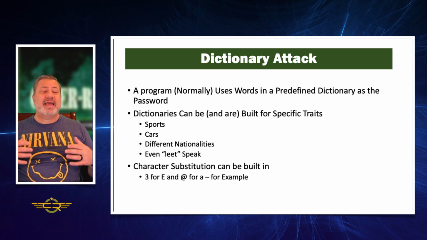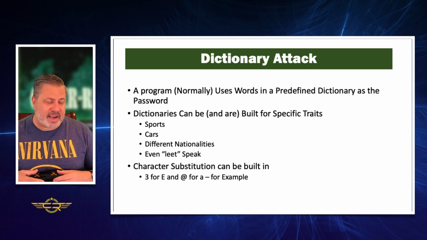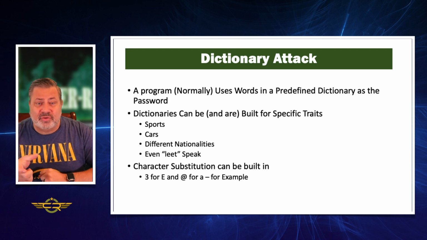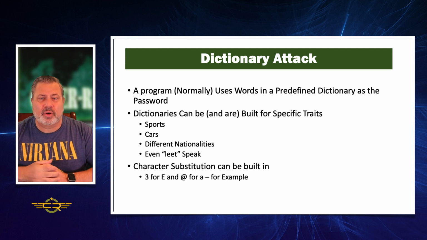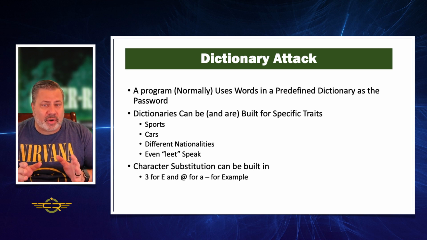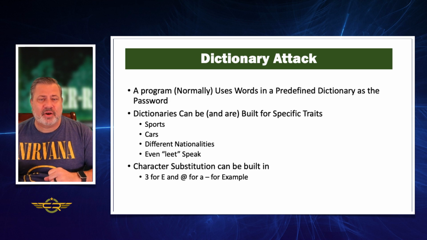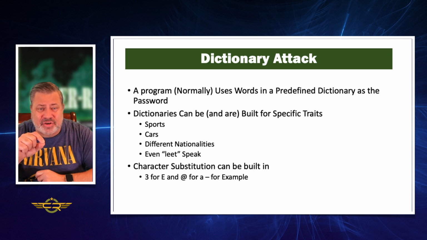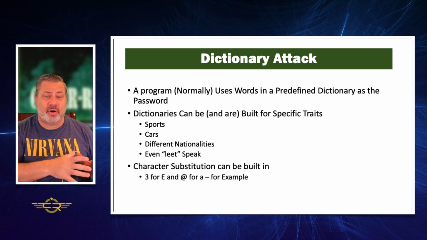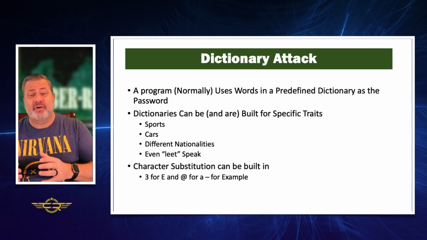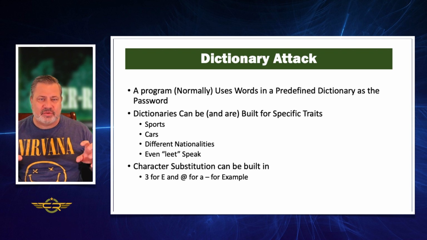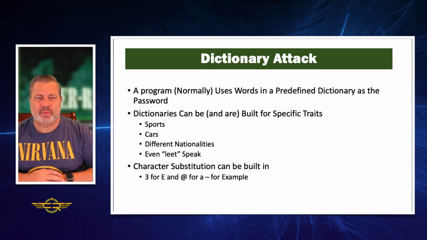Another thing we can do as an attacker, we can use a thing called a dictionary attack. And in a dictionary attack, we are going after that user who uses a dictionary word for their password. So it's normally a program that uses words in a predefined dictionary as the password, and we try those against the system. And dictionaries can be built for specific traits, and they are. There's generic ones, there's special language ones, there's dictionaries built on sports or cars, different nationalities, or even what we would call leet speak, where we talk like a hacker.